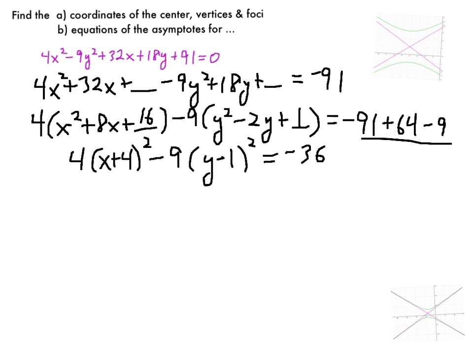Now, the standard form has that right-hand side set equal to 1. How do I make that 1? Well, if you divide by whatever you have, anything divided by itself equals 1. Just remember to do everything by the same value.